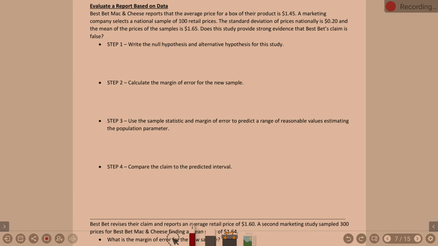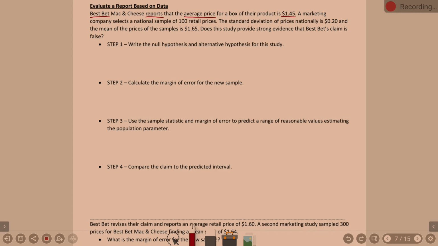Okay. What is Best Bet's claim? What are they saying? Their average price is $1.45. So Best Bet claims the average price for a box is $1.45. This is the company that produces it.